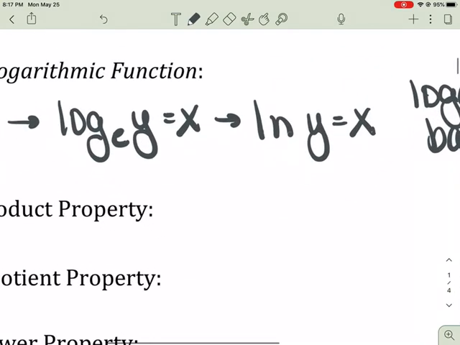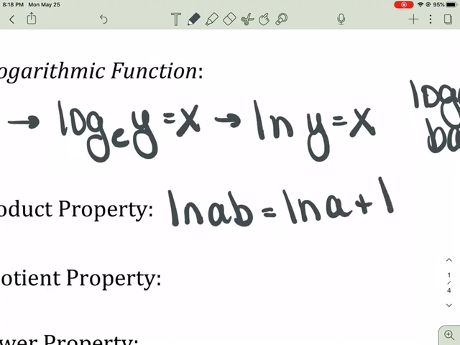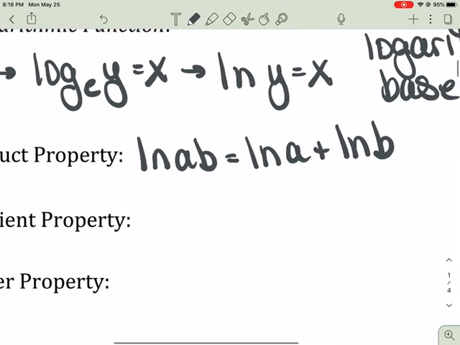Okay, so let's review our properties that we talked about last week. We have the product property, and if you remember, that basically said that if we multiply two things, we can separate it by addition, or addition means multiplication. So let's use a and b. We don't want to get confused with x and y. So we have ln of a times b, and that's going to be the ln of a plus the ln of b. So these properties still hold true.